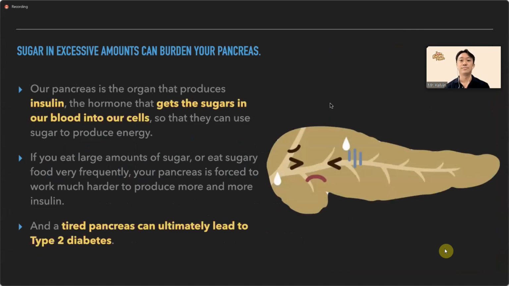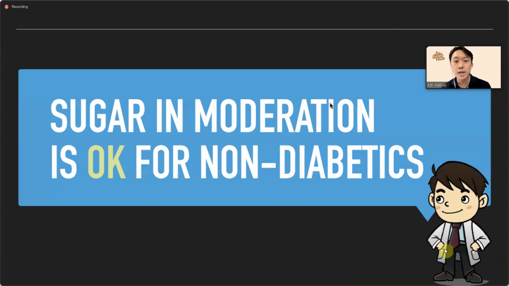However, sugar in excessive amounts can burden your pancreas. Our pancreas is the organ that produces insulin, the hormone that gets the sugars in our blood into our cells, so that they can use sugar to produce energy. If you eat large amounts of sugar or eat sugary food very frequently, your pancreas is forced to work much harder to produce more and more insulin. And a tired pancreas can ultimately lead to type 2 diabetes. So the take-home message here is, sugar in moderation is okay for non-diabetics.